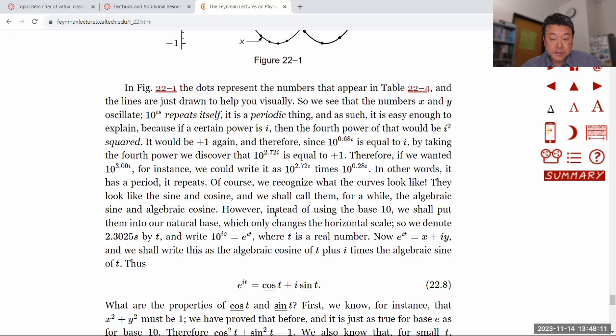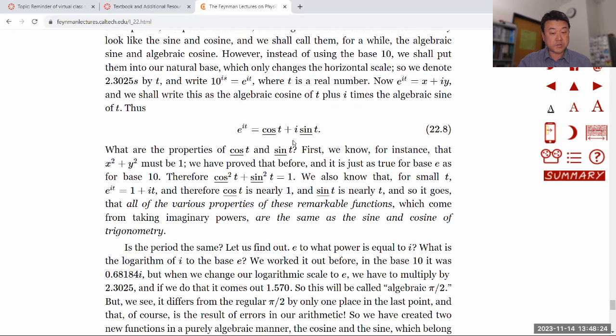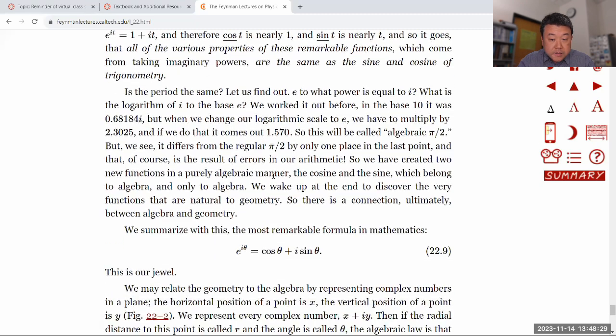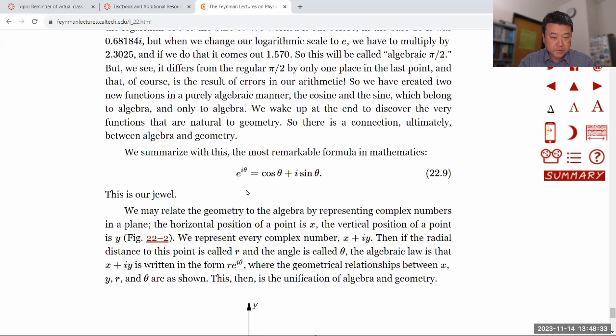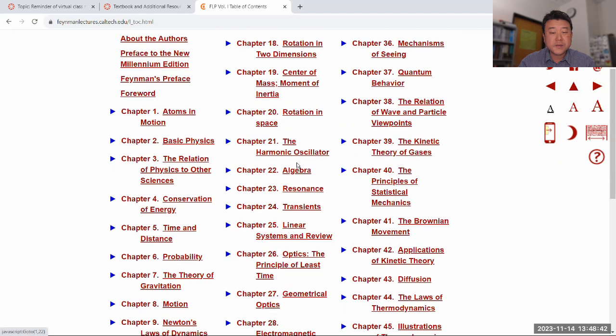And so from all that, this is Euler's formula. This is, from beginning to end, the introduction to Euler's formula and the complex exponentials. And what I hope he will say is the theory of functions that are natural to geometry. Does he mention the usefulness of that? Not quite yet. Let me look at the next chapter to see if he makes use of that.